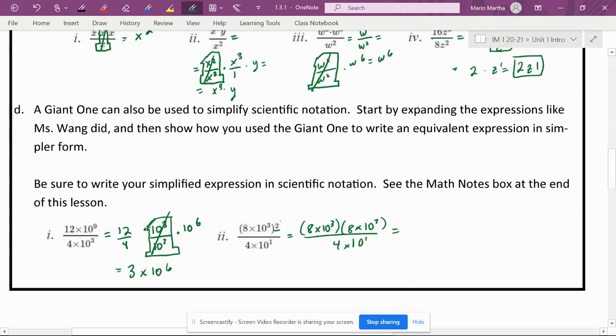So here we're going to multiply the 8 times 8 first, and that's going to give us 64 over 4, and then times 10 to the 6 divided by 10 to the first. 64 divided by 4 is 16. 10 to the 6 divided by 10 is 10 to the 5th.